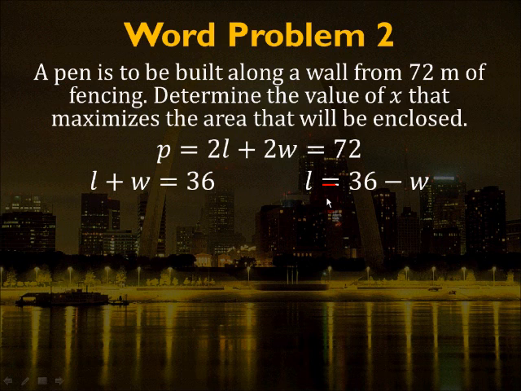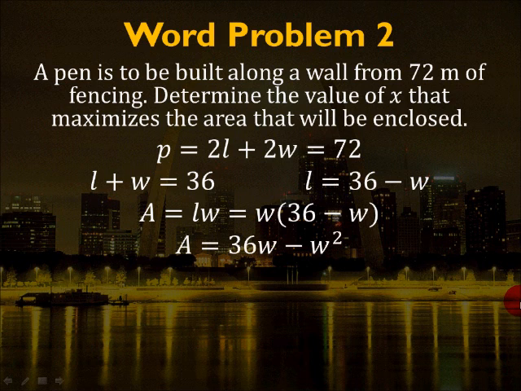I'm going to solve for L because I'm going to substitute for the L in the next equation. So L equals 36 minus W. All I did was subtract W from both sides. Now, we also know that the area of a fence is going to be the length times the width. I'm going to substitute 36 minus W in for where L was. So our area of this pen is W times 36 minus W, or 36W minus W squared.